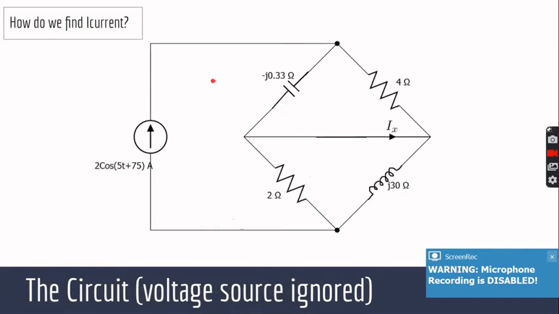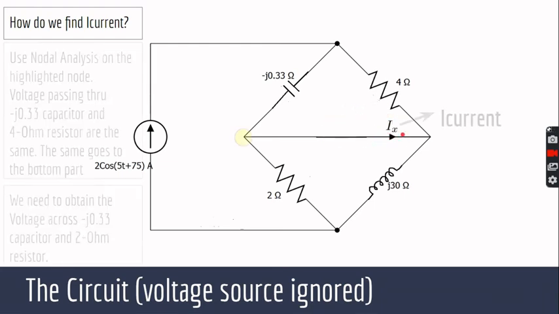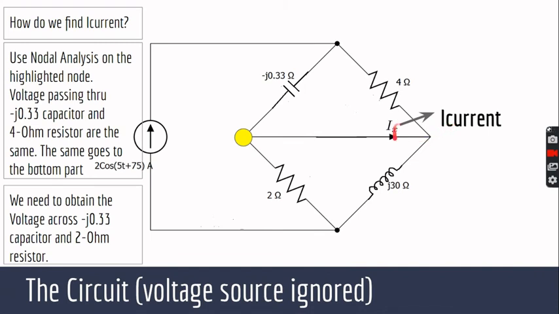So how do we find I current over here? As you can see, the circuits are in a mess, and it's a little bit difficult to find the Ix over here. So once again, we name this part I current, and if we are focusing on finding this part of I current, we can apply nodal analysis for this node over here, and we can find it by finding the voltage passing through this capacitor and this resistor.